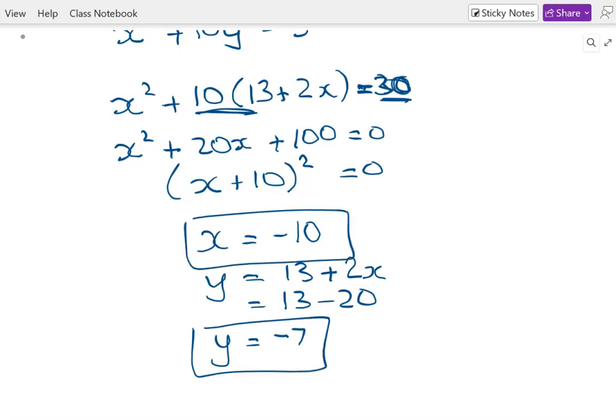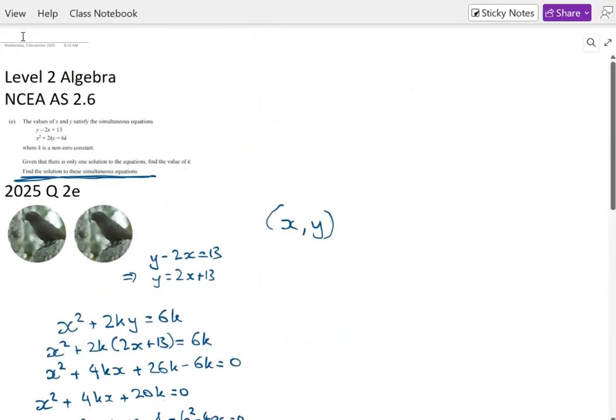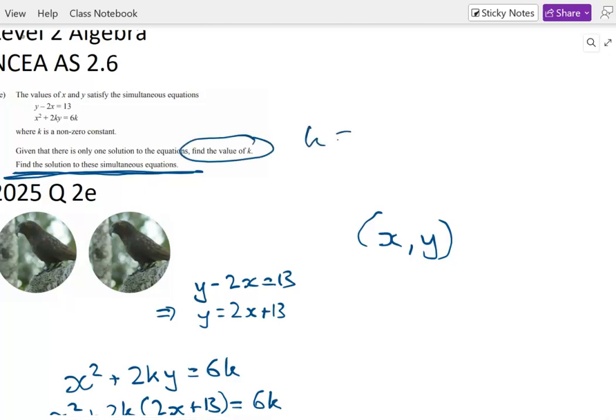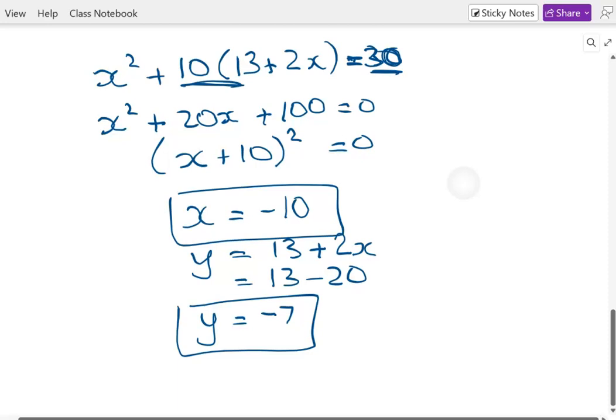Okay, so solving all of that, what do we end up with? The value of k is the first thing that we found. So k is 5, and then the solution to the simultaneous equations is an x, y value of -10, and what was the other number? Well, we have -7. Yep.